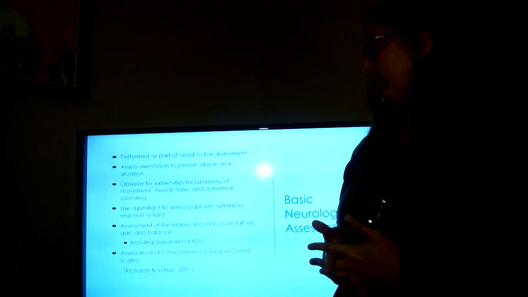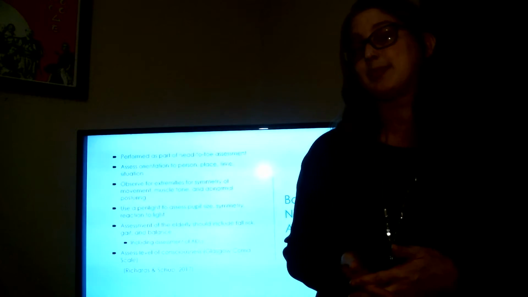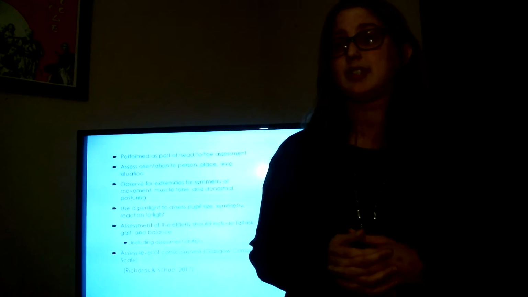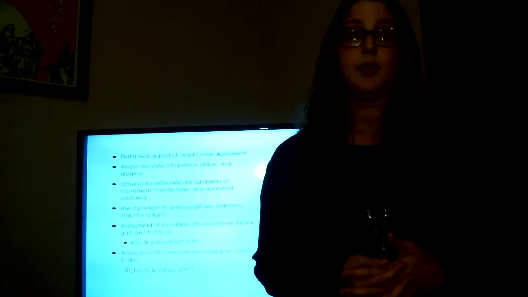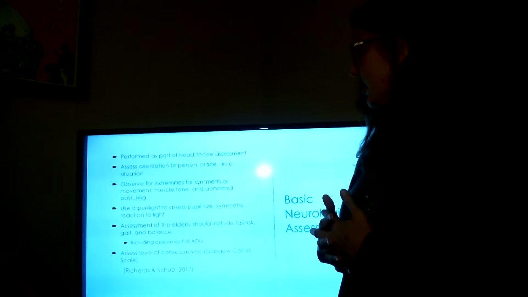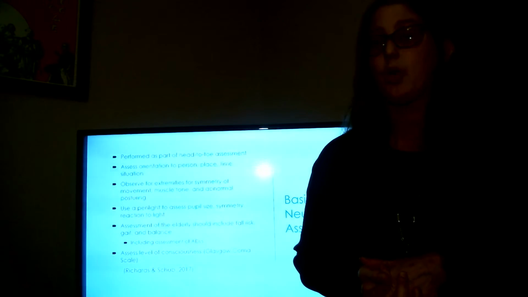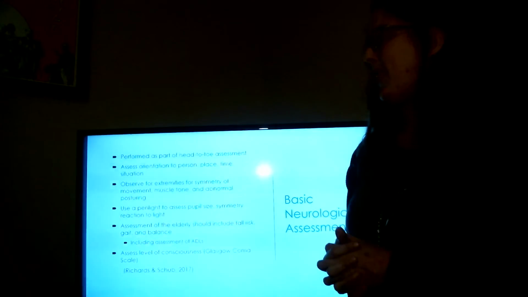Also, in the elderly, we should always include fall risk. We should include a gait assessment and an assessment of their balance, because falls are a very important thing to address in the elderly population. Another thing we use to assess the neurological state of the patient is the Glasgow Coma Scale, and I'll talk more about that on the next slide.